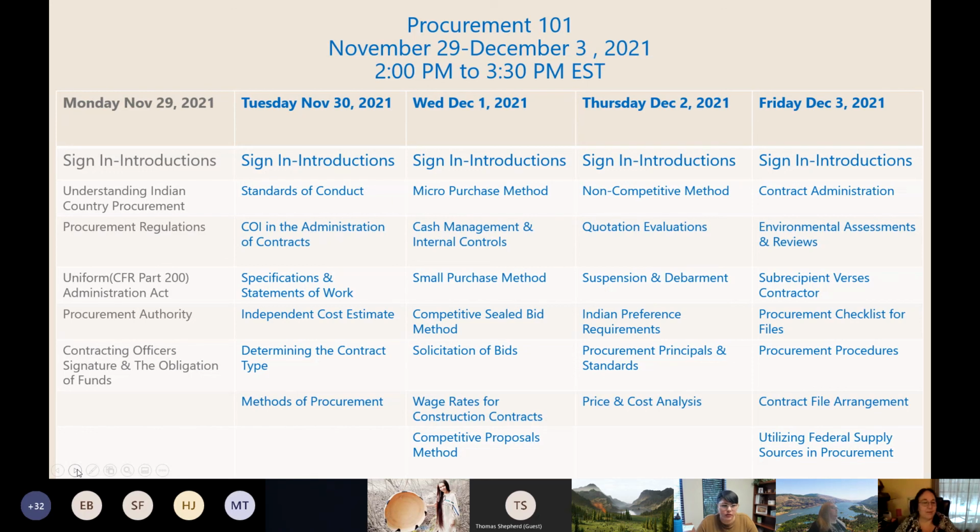So it varies. Today we're gonna talk about some of the standards of conduct, conflict of interest in the administration of contracts. Conflict of interest is required in 2 different parts of our policies. Specifications and statements of work, cost estimates, determining contract types, and we're gonna start hitting on some of the different methods of procurement.